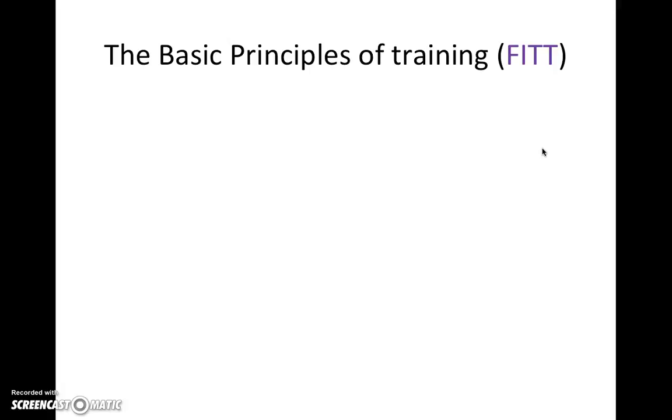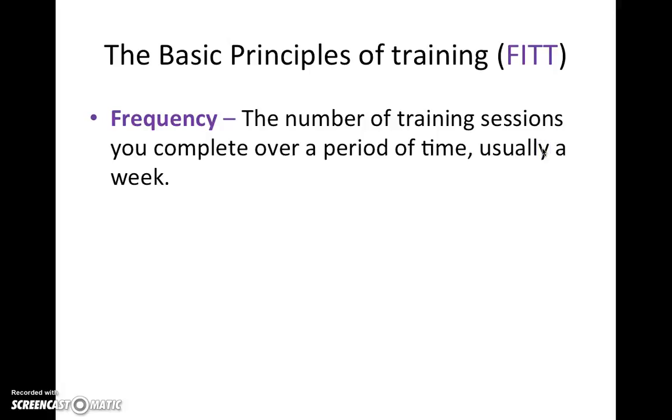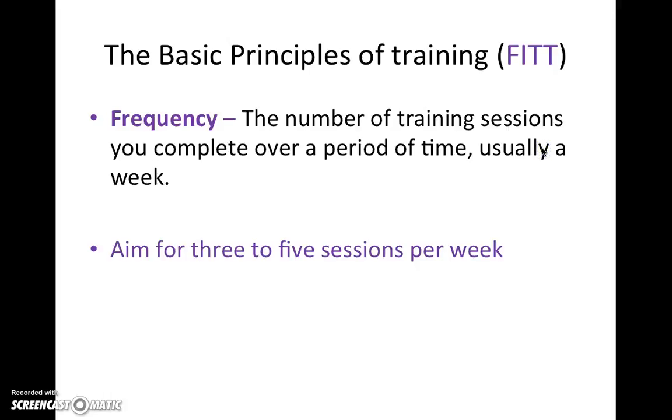So with your Cornell notes, what I want you to do now is to write down what each one means and then set yourself a question. And you can do it in your own time, pausing whenever you need to pause. So frequency. This is the number of training sessions you complete over a period of time, usually a week. So this will go on the right hand side of your Cornell notes where it says frequency. You write this down. And you aim for 3 to 5 sessions per week. That is what we're going to be aiming for. So that is frequency done.